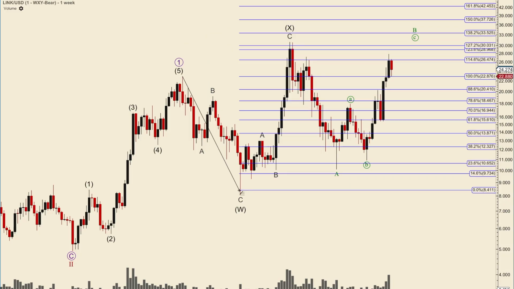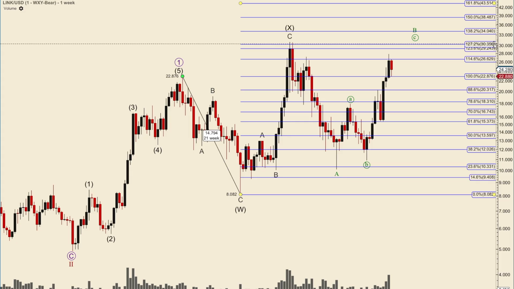So you could argue and say, all right, but why is it an X instead of a B? Because you can see here that we hit the 127.2 Fib, which is a prime target for an expanded flat. So it's like an A, B, and then a C.